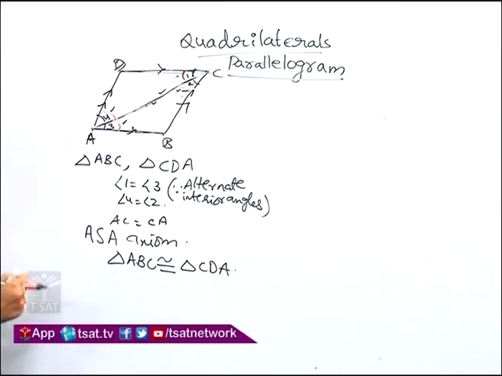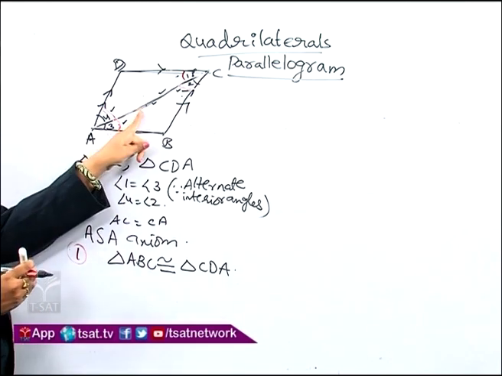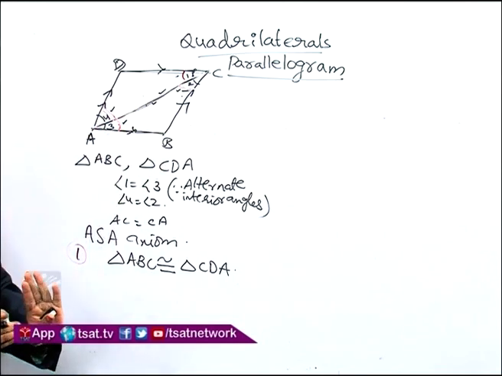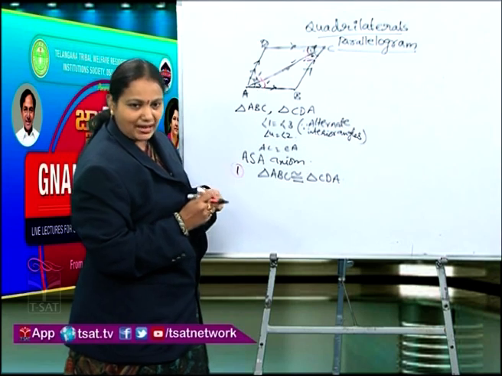This is the first property of the parallelogram. Here in a parallelogram, a diagonal makes the parallelogram into two congruent triangles. That is the first property of a parallelogram.